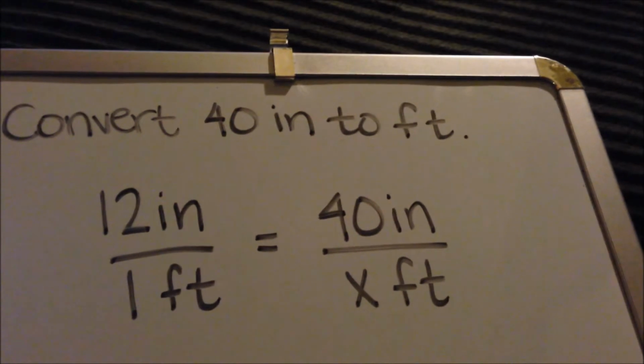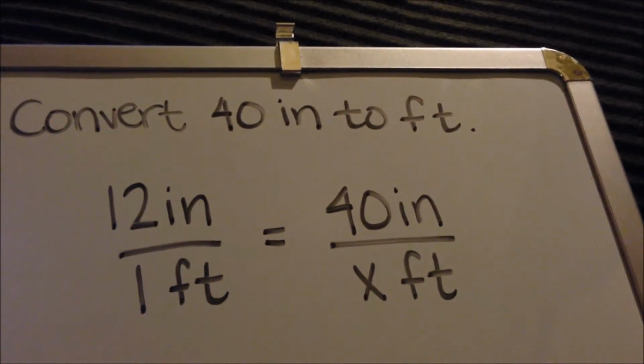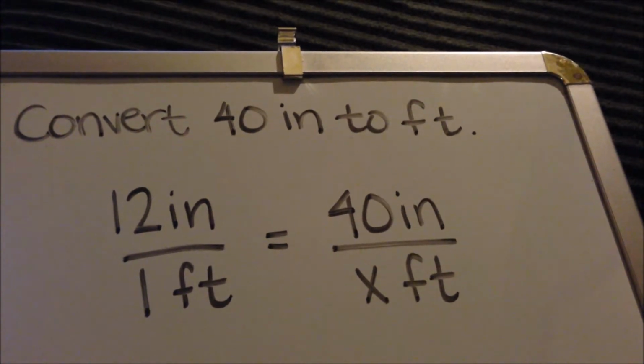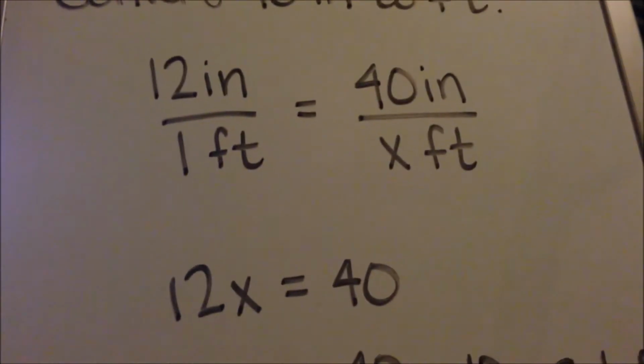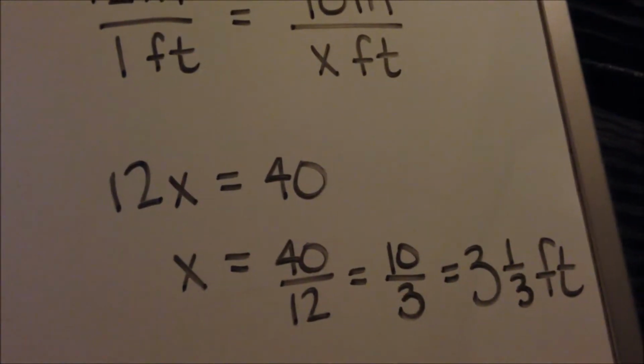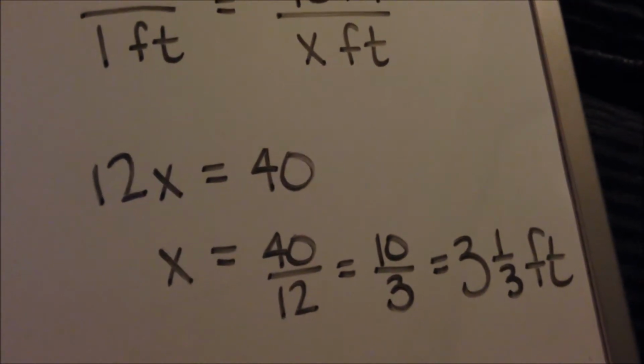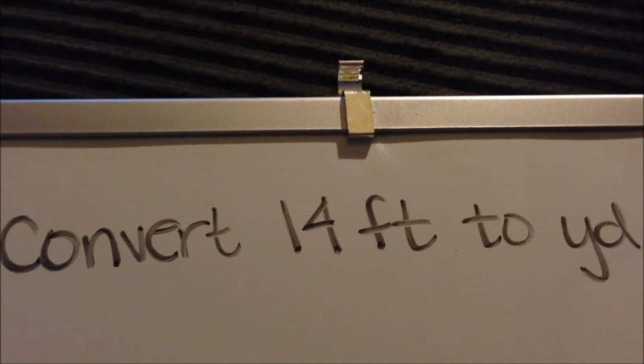Convert 40 inches to feet. We know that there are 12 inches in 1 foot, so we can set that equal to 40 inches over x feet. Cross multiply and you get 12x equals 40. Divide both sides by 12 and we get x equals 40 over 12, which reduces to 10/3 or 3 1/3 feet.